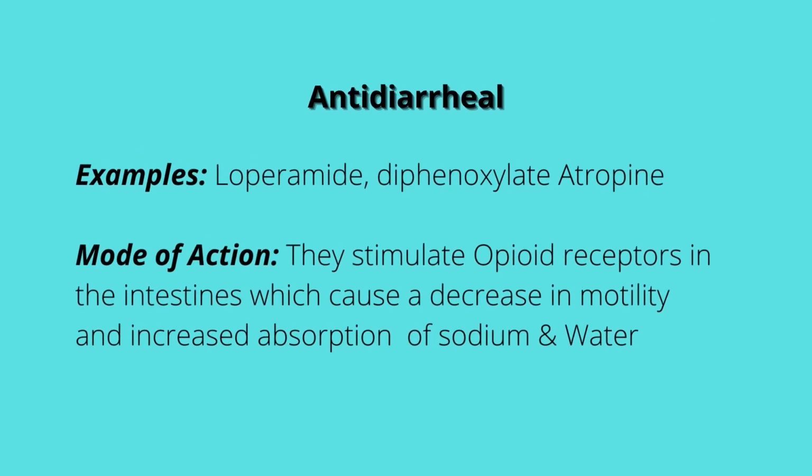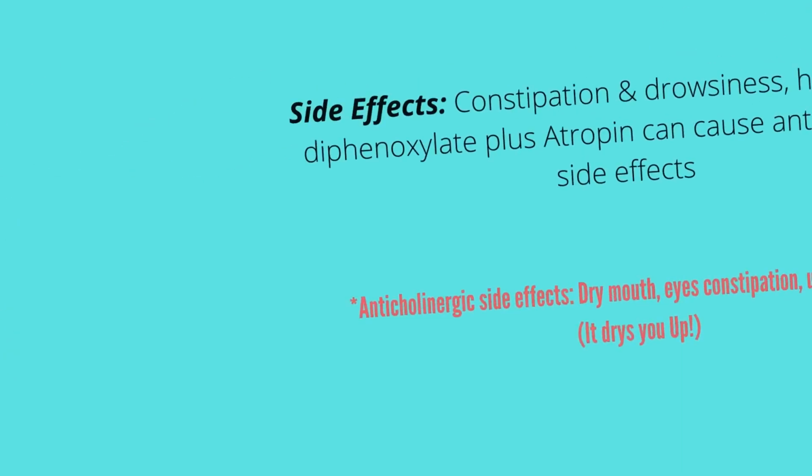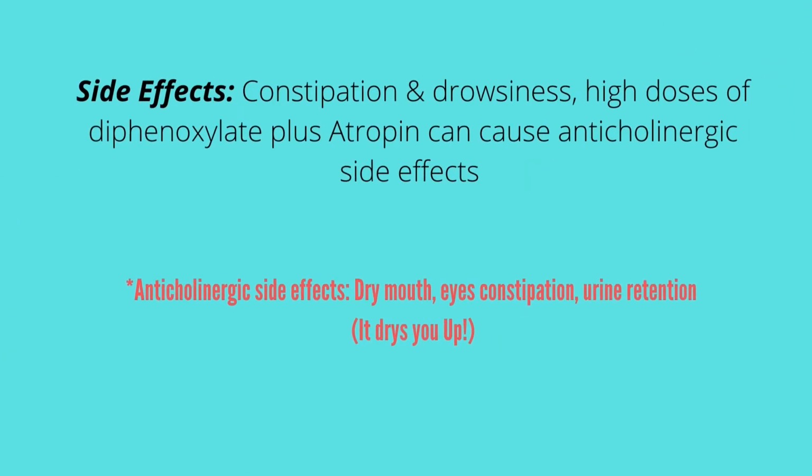With antidiarrheal medication, we are trying to treat what? Diarrhea. So examples include loperamide. So mode of action for this is they stimulate the opioid receptors in the intestine, which in turn decreases the motility and increases absorption of sodium and water, right? Think about opioids, right? What do the opioids do? They suppress your system, right? So if we are triggering our opioid receptors, that means we are trying to slow down your intestines, right? Its motility. Side effects include constipation, because we are slowing down everything. We are at risk of having constipation.